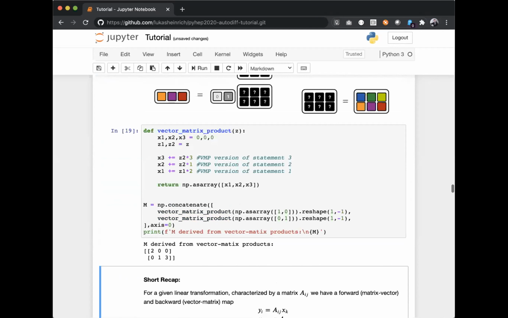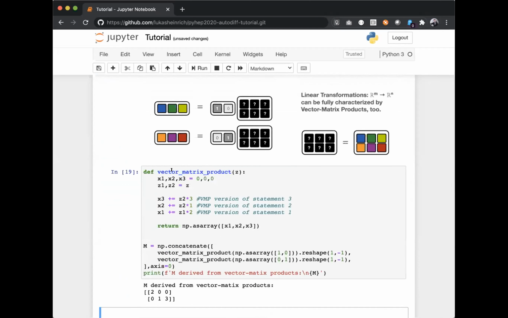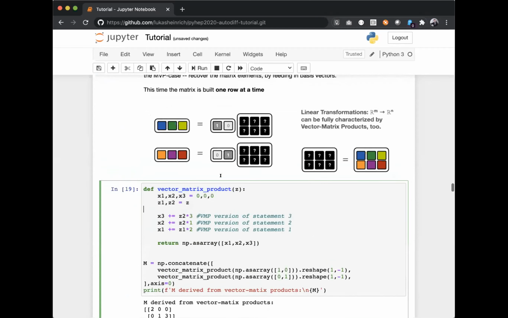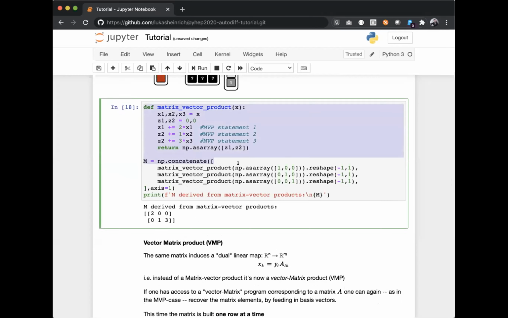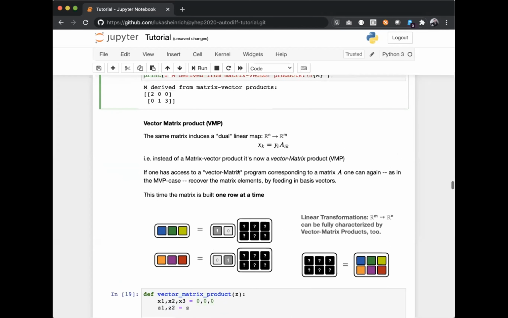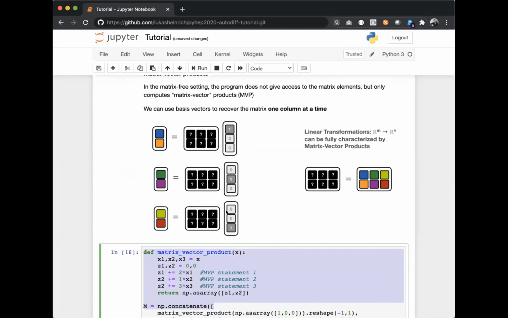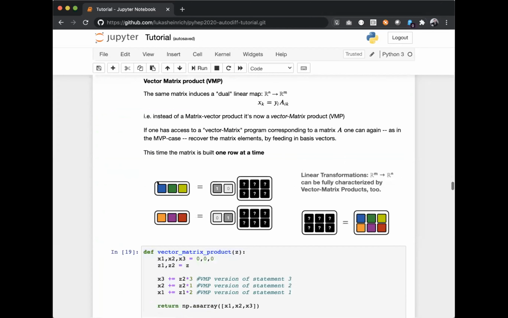And so this is a vector matrix product. And basically what is here is computer code that implements this vector matrix product, the same way that this code up here implemented the matrix vector product. And so you'll notice what happened. In this case, we needed to run the machine 3 times to get the full matrix, because it was column at a time. And down here, we needed to run it only twice because it was row at a time.